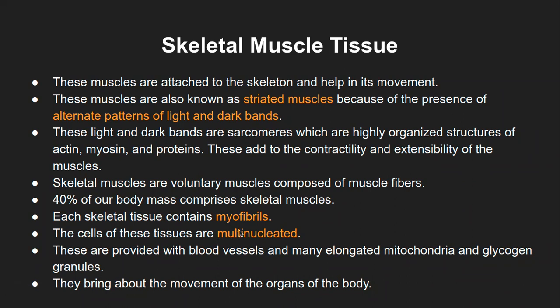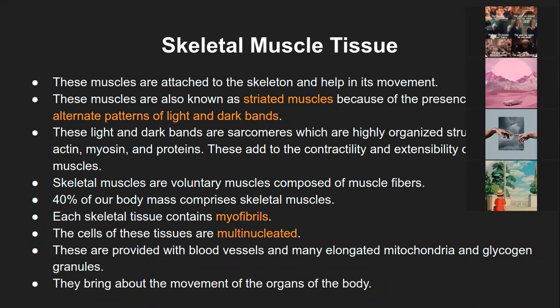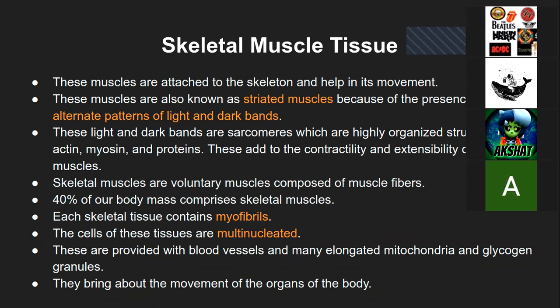Each of the skeletal tissue contains myofibrils that we had seen in the diagram, and each of the cells of this tissue is multinucleated. Can anyone think of why a cell has to be multinucleated, if one nucleus is sufficient? So it gets the work done faster. Yeah, in a way. How exactly?